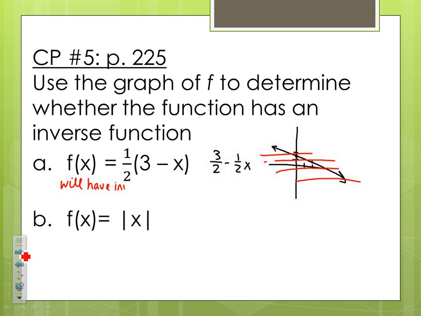Okay, let's take a look at f of x is equal to the absolute value of x. Now we've been doing enough work with these that we know the parent function of absolute value is v-shaped. So let's perform our horizontal line test again. Do you see how it crosses the graph twice? This one has no inverse, not one-to-one.